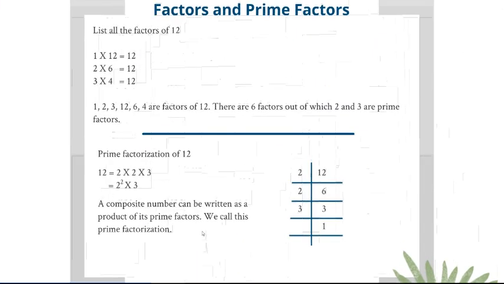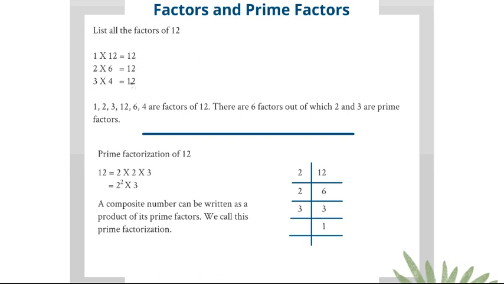Now, here are some examples. The first example wants us to list all the factors of 12. 12 is quite a small number. It's not very big. So we do not need to apply any method to get the factors of 12. We can just list down all the possibilities because 12 is not a big number. For example, we know that 12 is 1 times 12, and 2 times 6 is equal to 12, 3 times 4 is equal to 12.